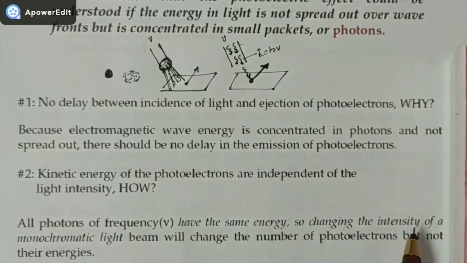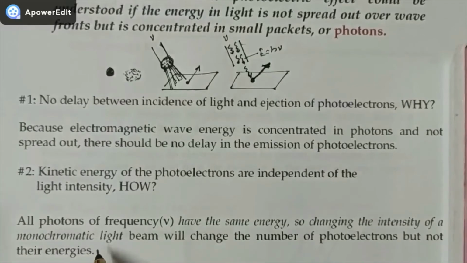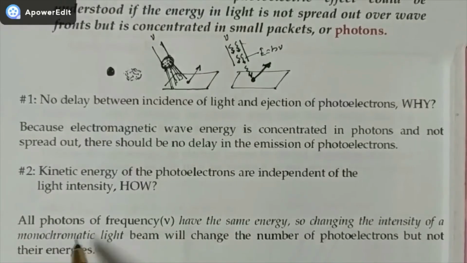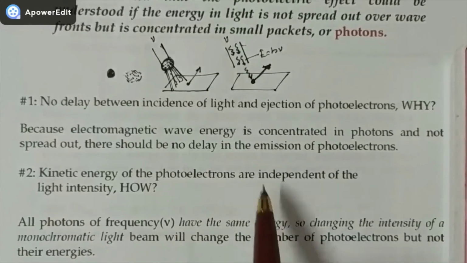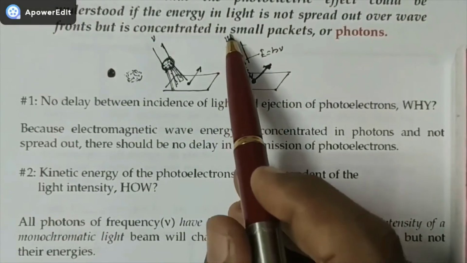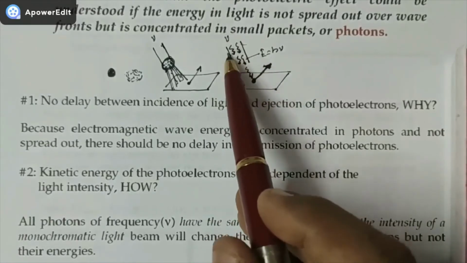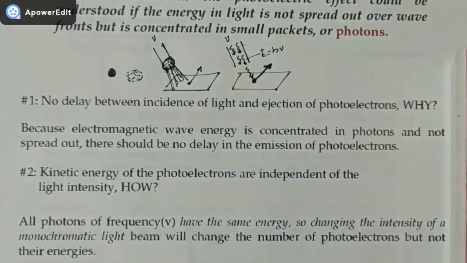So changing the intensity of a monochromatic light beam, monochromatic means light of the same frequency. So all photons of the same frequency have the same energy. So if this is a monochromatic light of frequency nu, then all photons which are constituents of this light are going to have the same energy equal to h nu. So changing the intensity of the monochromatic light beam will change the number of photoelectrons but not their energies.